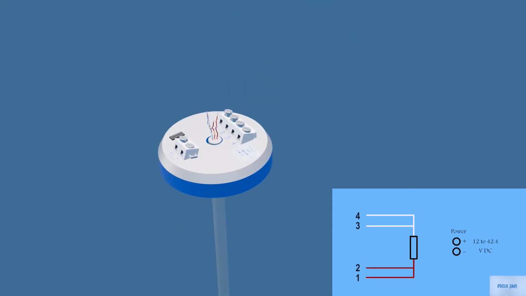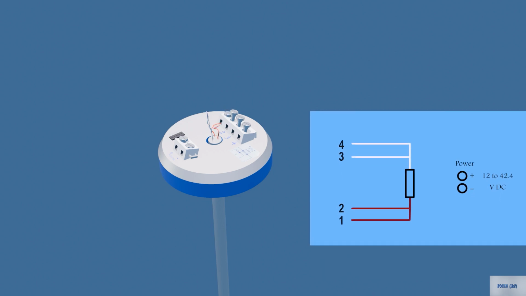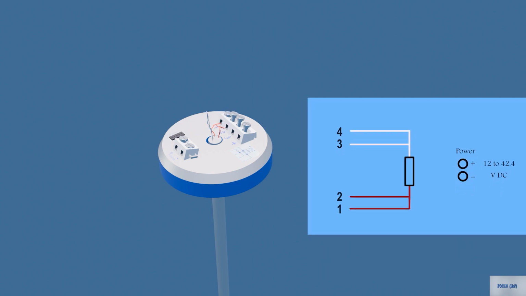To connect a 4-wire RTD with the temperature transmitter, you should connect one of the red cables to terminal number 1 and another red cable to terminal number 2. Then, connect one of the white cables to terminal number 3 and another white cable to terminal number 4 of the temperature transmitter.